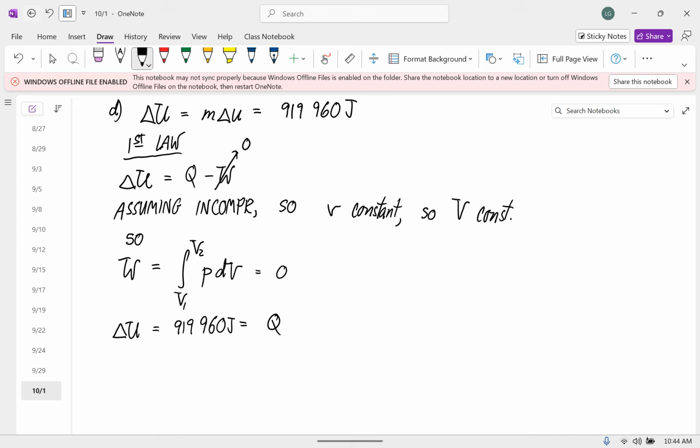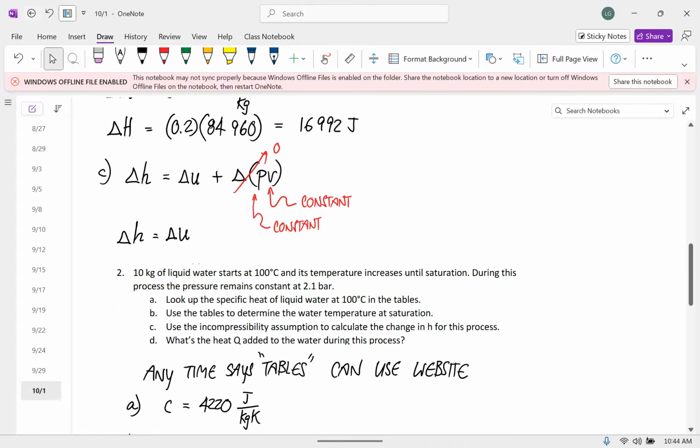The pressure isn't constant, but the volume is, the pressure is constant. Okay, so the pressure would be constant, like if you do this process in an open room or something. So why did we assume that it's constant? It was given. The pressure remains constant at 2.1 bar.